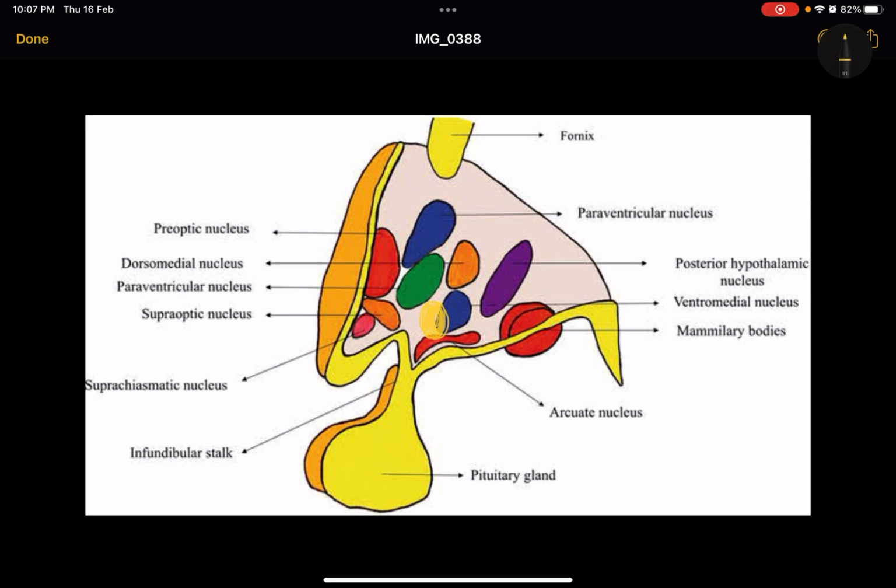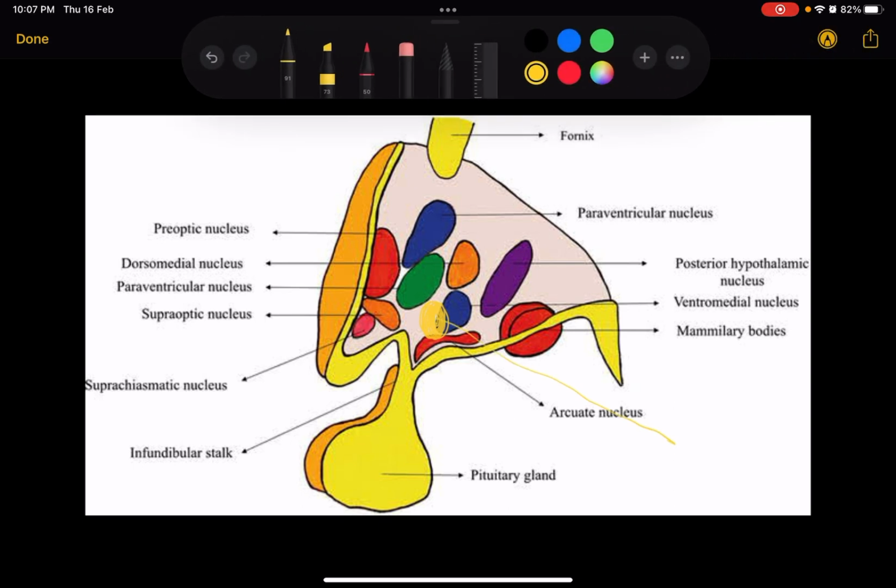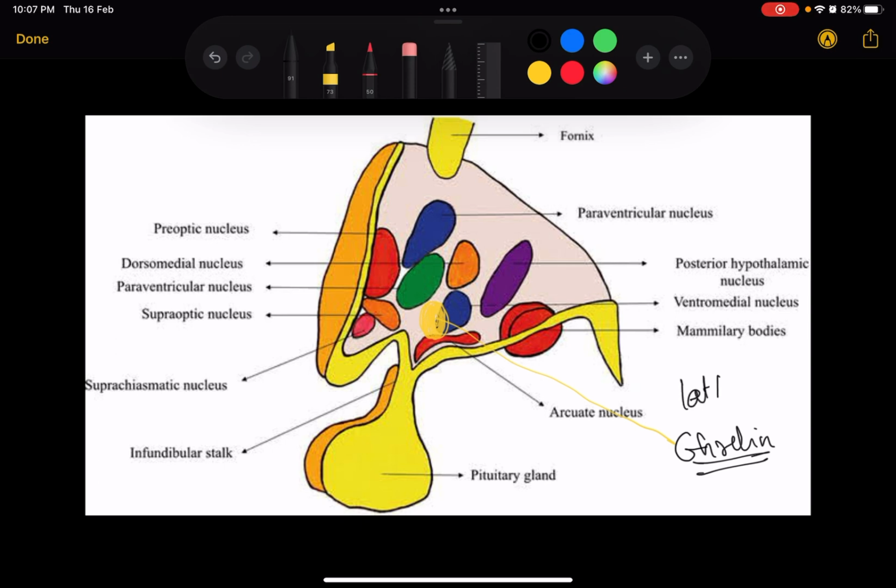Now, what is this lateral nucleus doing? The lateral nucleus releases a hormone called ghrelin, and this hormone ghrelin is very important to stimulate appetite. So the lateral nucleus is definitely associated with appetite. If there is damage to the lateral nuclei, your appetite is gone and you become lean. So the lateral nucleus is stimulating your appetite.